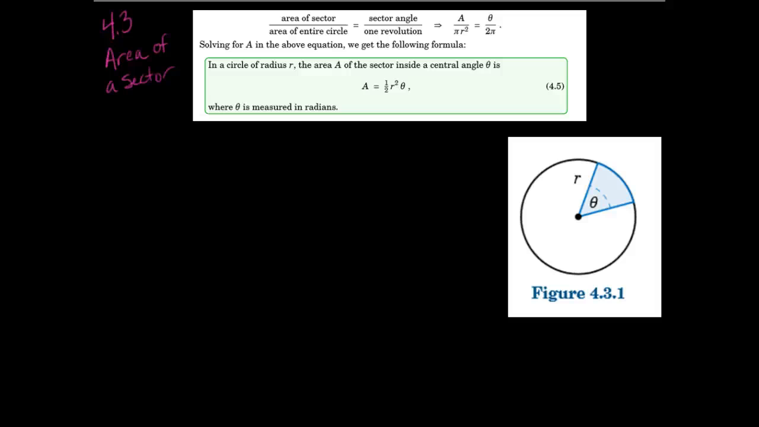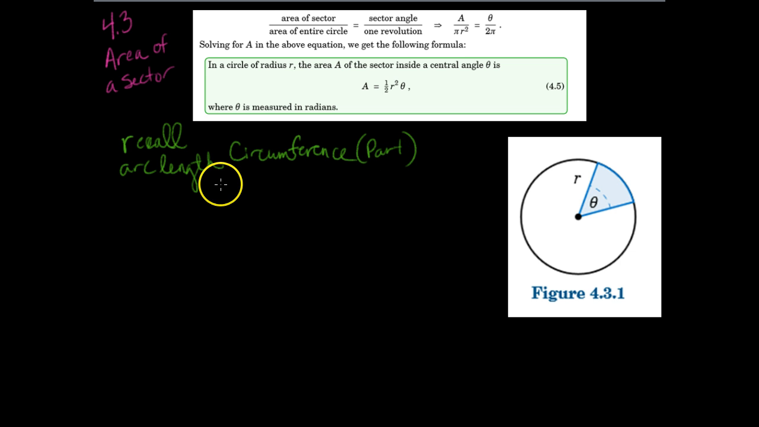Hey folks, 4.3 is area of a sector, and it's pretty straightforward. It's that same idea. Remember, if you recall, how I was telling you to think about arc length. Arc length deals with circumference, right? Circumference of a circle, and it's part of it. So it's part of the circumference.